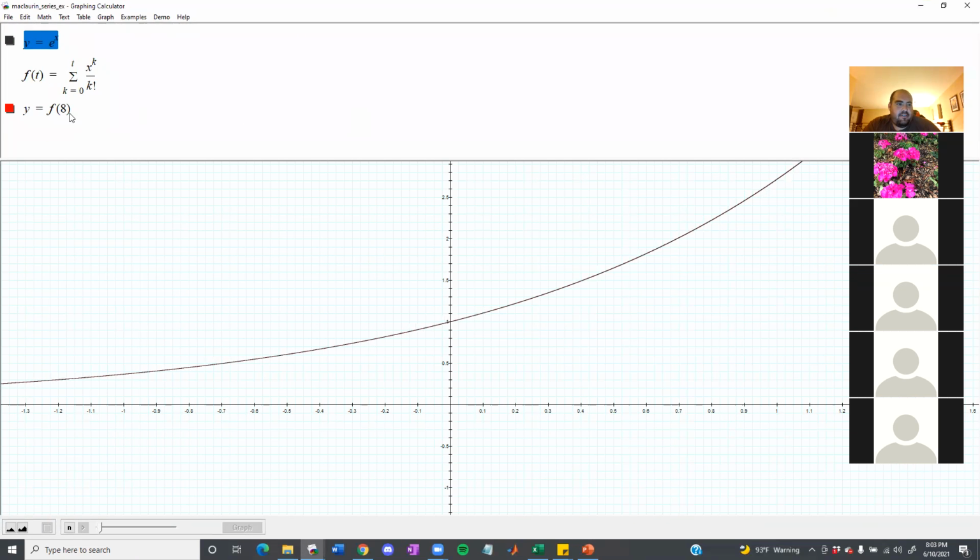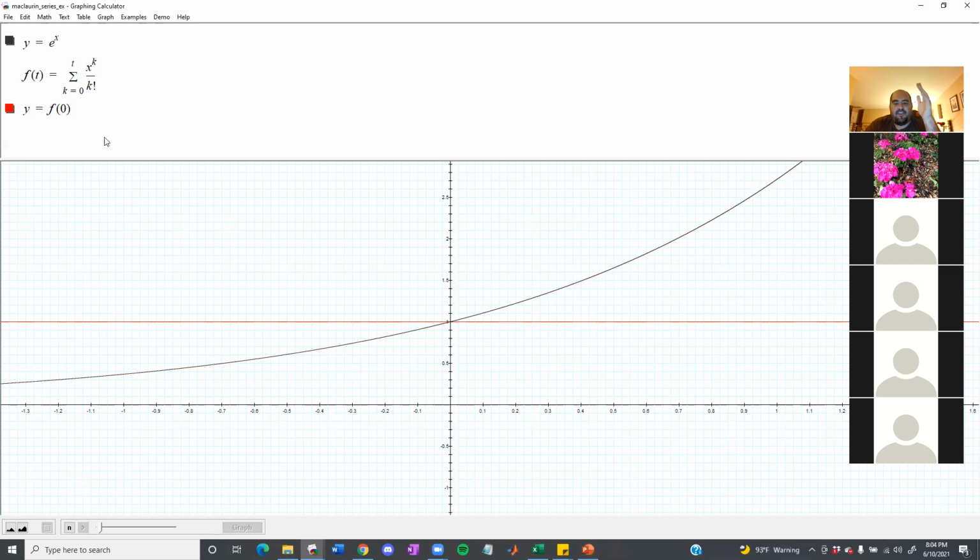So here is, I'll go ahead and dial this back to 0. I have a couple of different things going on here. This black curve is y equals e to the x. And this f of t, hopefully you recognize as the Taylor series, the Maclaurin series we just built. So what I'm graphing with the red there is a Taylor polynomial. So basically I am taking the first so many terms of that series.